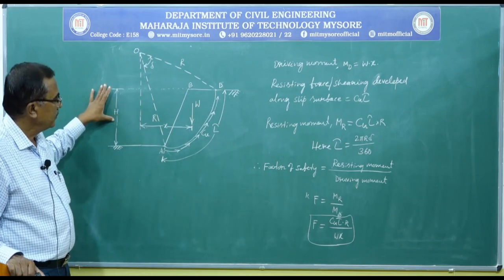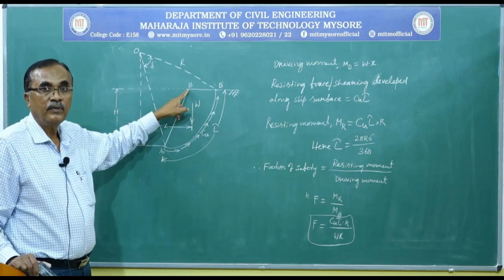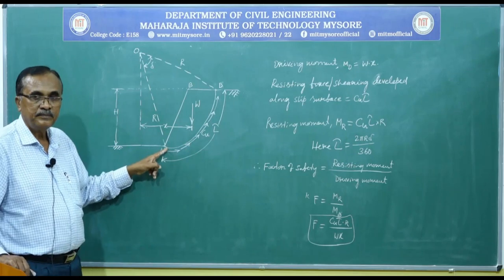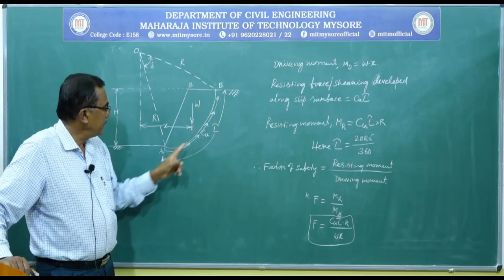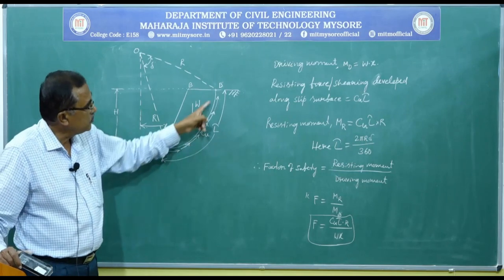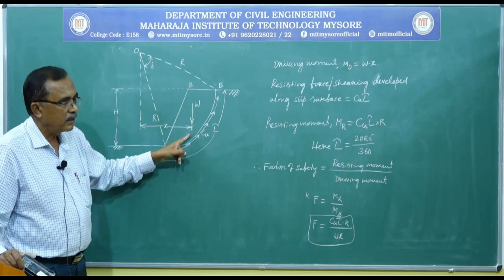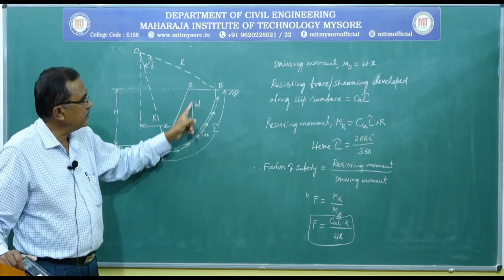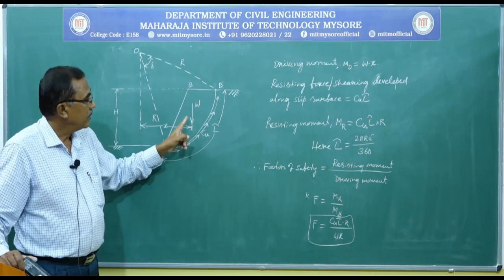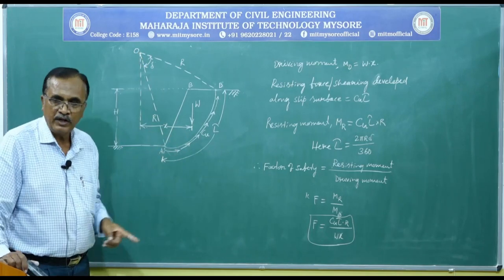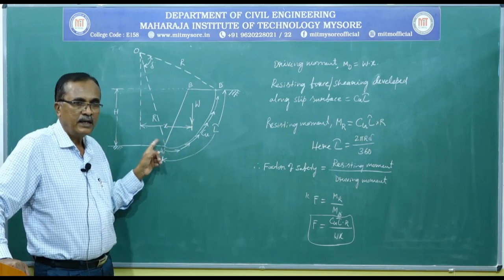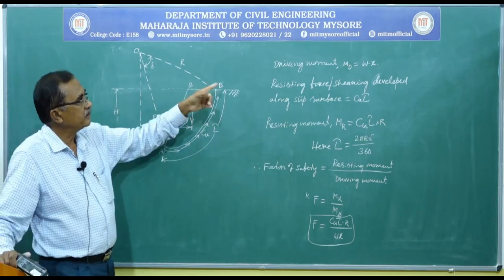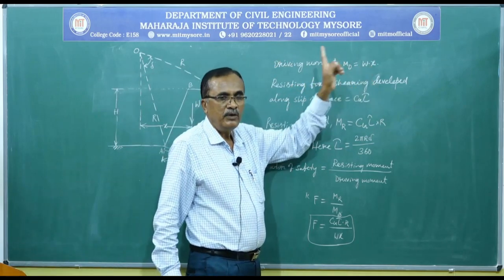Let us consider a slope of height h. Let AB be the face of the slope. Next, let us consider a trial slip circle AD. ABDA will be the failure wedge for this assumed slip circle. Let W be the weight of the failure wedge, which acts at the centroid of this area ABD, at a distance x from the vertical axis of rotation. Here W is considered as the driving force, and along with the perpendicular distance it gives us the driving moment. So driving moment MD is equal to W into X.